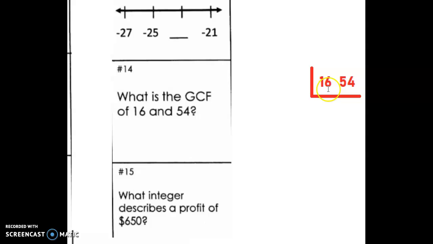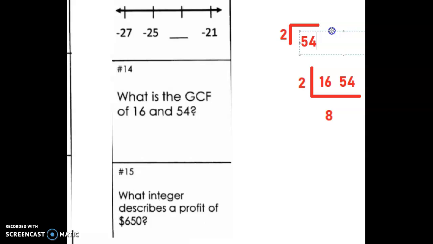Well, I know they're both even, right? Numbers are even if they end in 2, 4, 6, 8, or 0, which these do, ending in 6 and 4. That means I can divide by 2. So 16 divided by 2 equals 8, and 54 divided by 2 equals... what is it? Let me solve for it over here. This happens sometimes, you just can't do it in your head, which I can, by the way. It's 27.